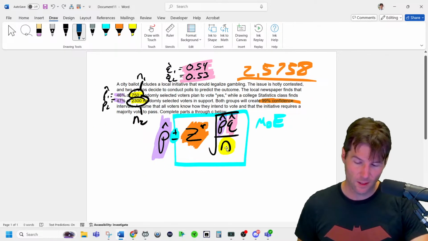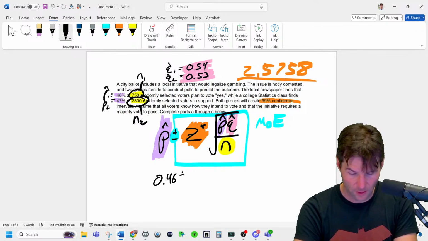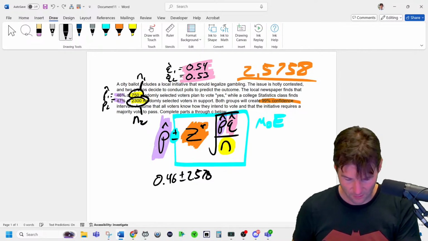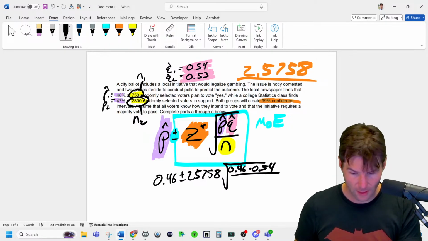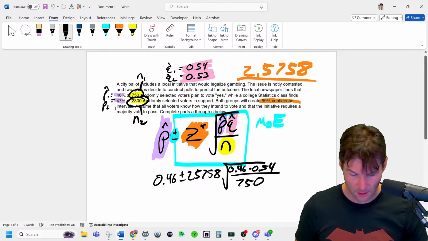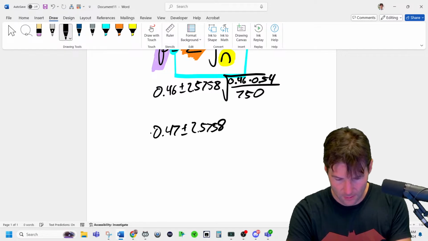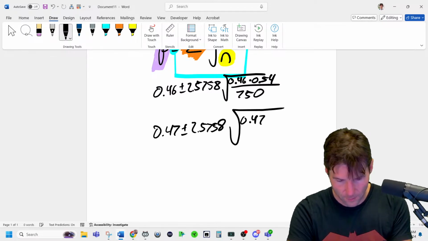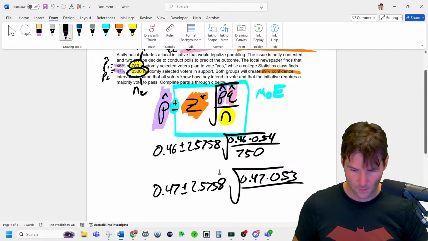This is a good question. It's mainly now just doing a bunch of calculations. We're literally just plugging in the numbers here. The first interval is going to be this. That's 2.5758. Look at how we're just plugging in the numbers right here. Every number is getting plugged in. So the other one was 47, right? And then 2.5758. Remember, q hat is 1 minus p hat. There we go.